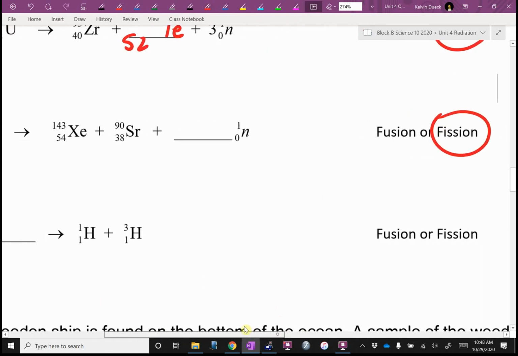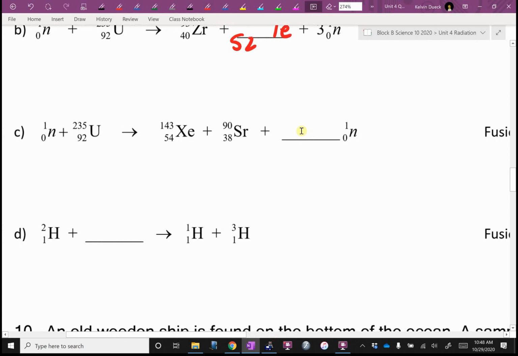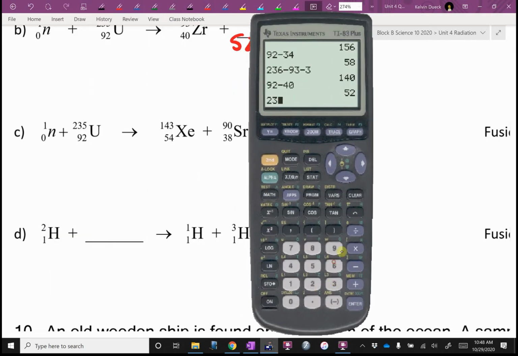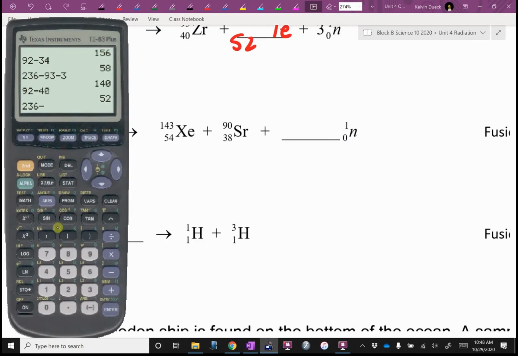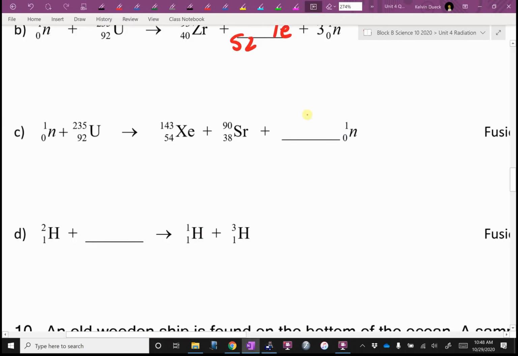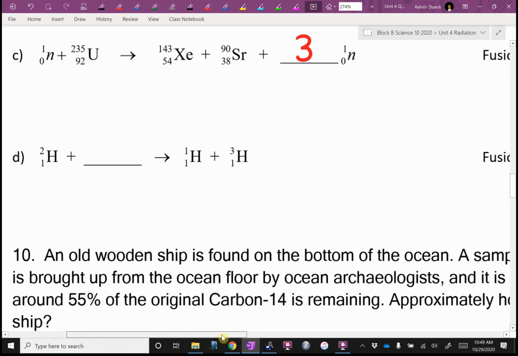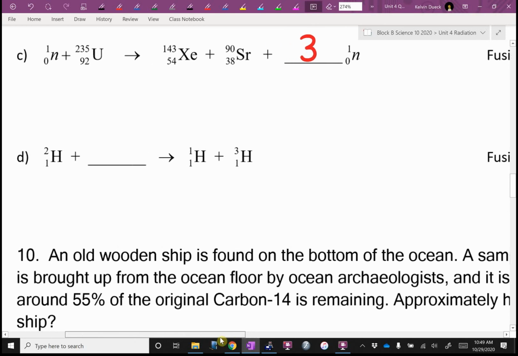Did you get the numbers that go there, Raph? 2 over 0. Let's see. I start with 236 again. I've used up 143 and I've used up 90. I have 3 neutrons left over. Not always going to be 3 neutrons, might be 2 neutrons, can be 4, but the most common is 3. Raph, what's this last one? Fusion or fission? D. I didn't do that question.